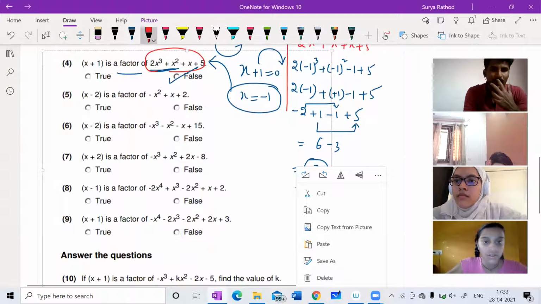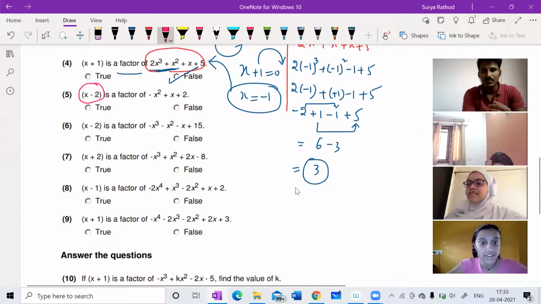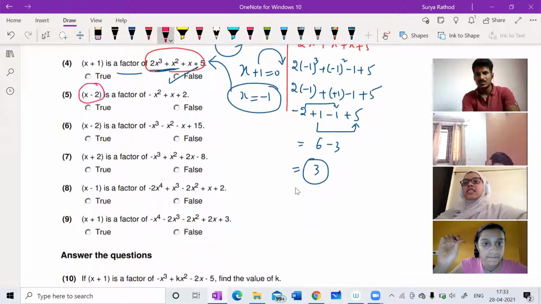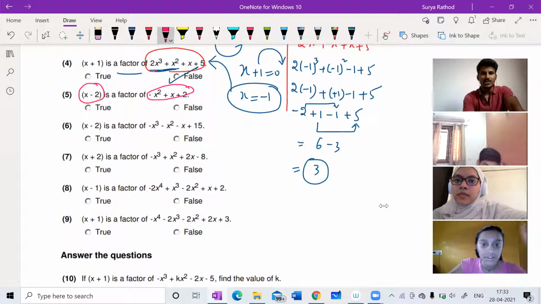See here now, look at the fifth one. Look at the fifth question. Can you check my reply and say if my reply is right? Yes, you are right. See, x minus 2 is a factor of this one or not. Check whether that is a factor of that or not.